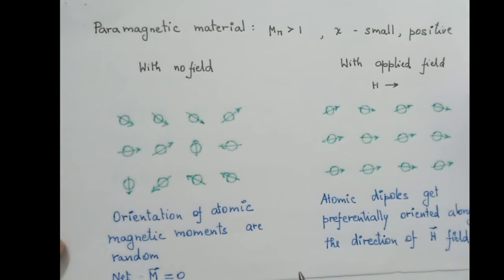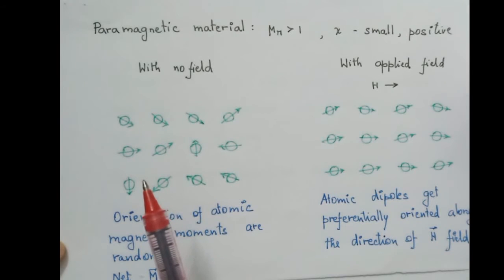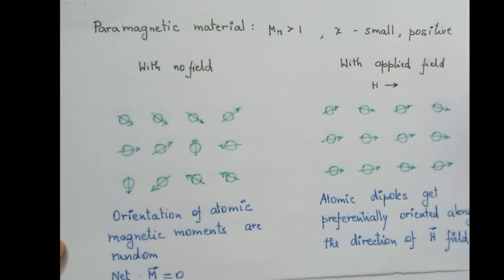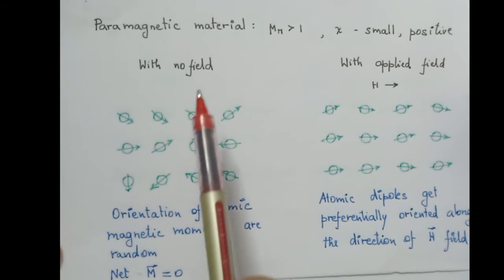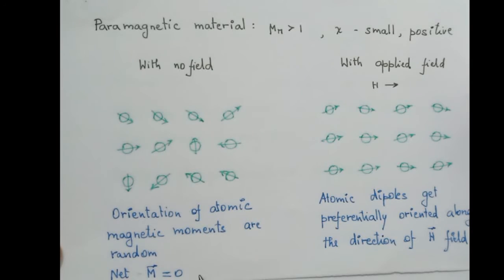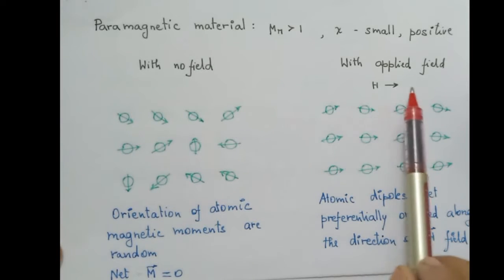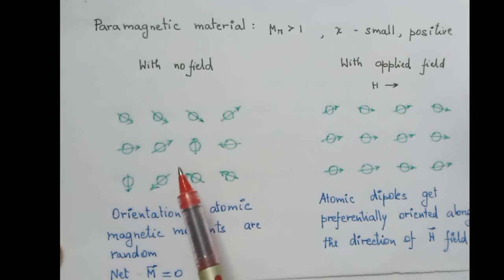Paramagnetic material. As you can see, unlike diamagnetic material, there are dipoles present in a paramagnetic material, but in the absence of external field, the net magnetization is 0 because the dipoles are oriented in random direction. With an applied field, they tend to get oriented along the field direction, producing a net magnetization. But once the external field is removed, they revert back to the situation of random orientation.